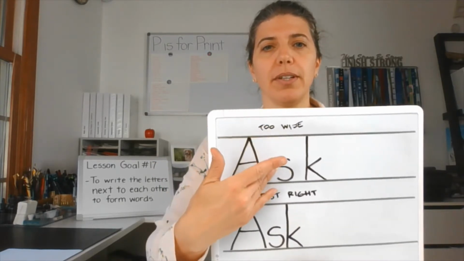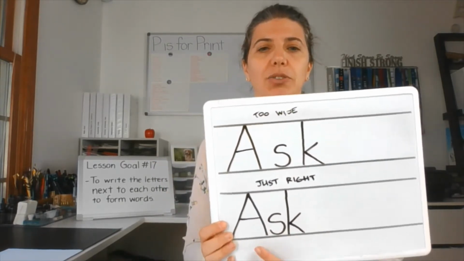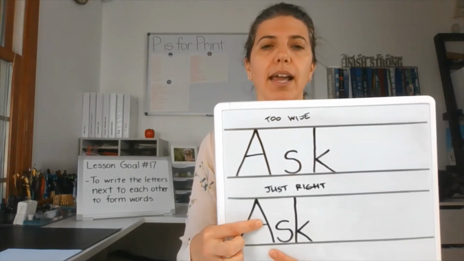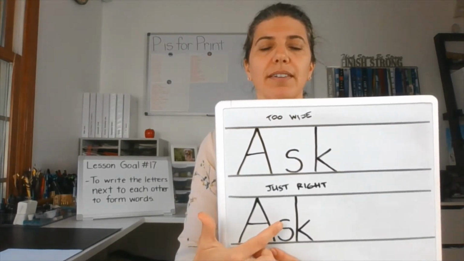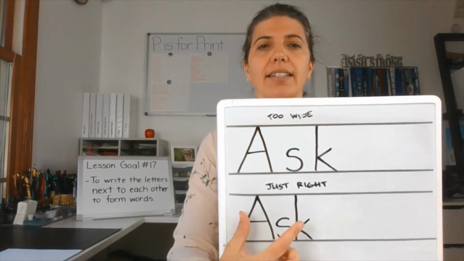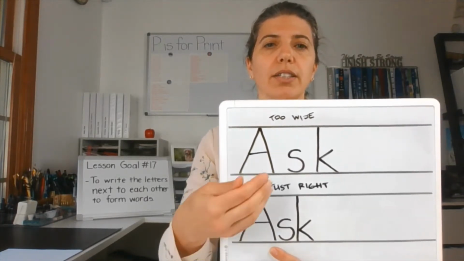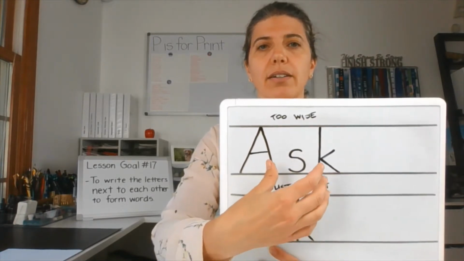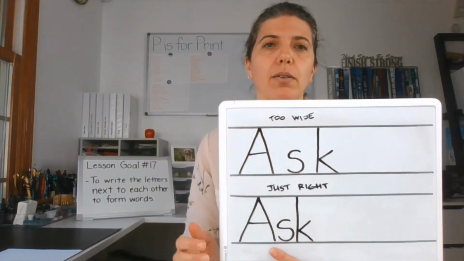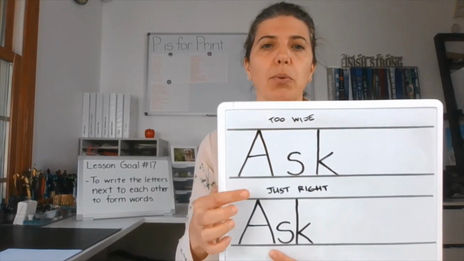So remember with our letter spacing, we want to have it just right. You see our capital A here, a little space, we have our S, a little space, and our K. Definitely, you can see that it's the word ask. So that's the goal: to try to get our letters together to make more of a word. And we're going to continue.